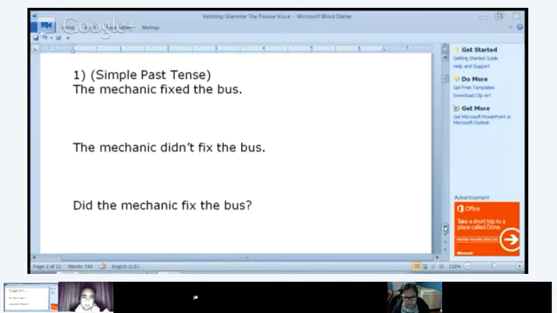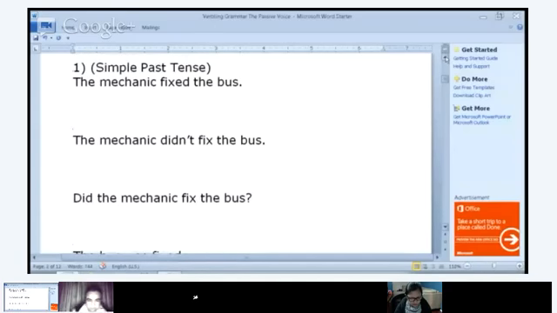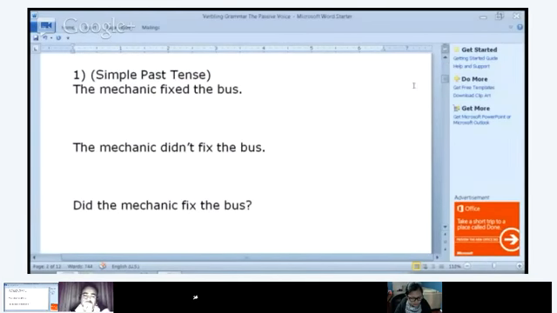The bus was being fixed by the mechanic, I think. Yes, no, absolutely. So we're going to do two things. We're going to do the positive, negative, and the question form, just to practice that quickly. And then, now that we have these three options, let's switch them, let's change them, and talk about the passive voice. Okay?